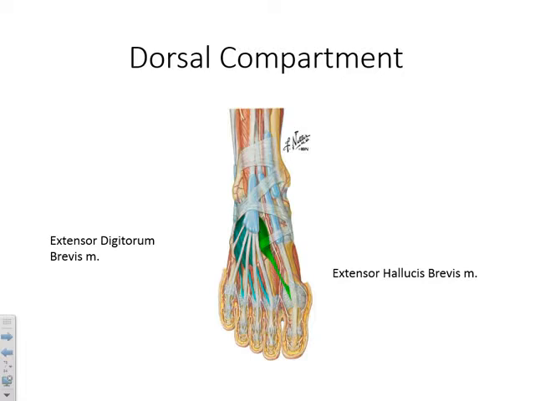Finally, we have extensor hallucis brevis, which originates laterally off the superior surface of calcaneus and inserts on the base of the first proximal phalanx. So it is responsible for extension of the first digit up to the proximal interphalangeal joint.